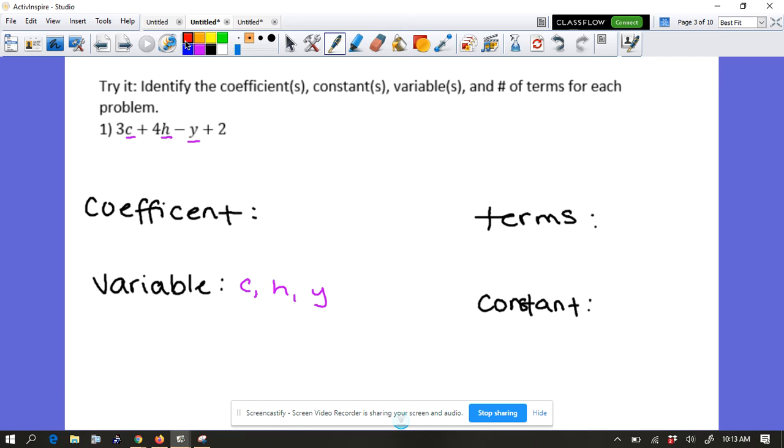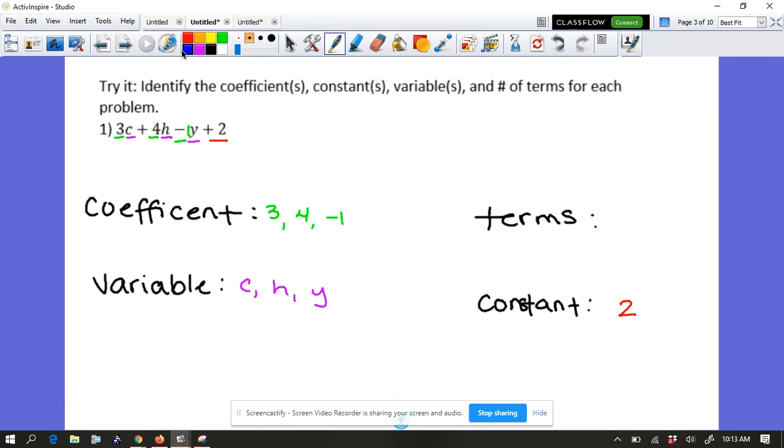Now we can identify the coefficients. The coefficients are the numbers in front. So the number in front of C is 3. The number in front of H is a positive 4. And the number in front of Y, so remember, if there's nothing written there, that's actually the secret number 1. And so it has a negative 1 in front of Y. Constants, the only constant is this positive 2 by itself.